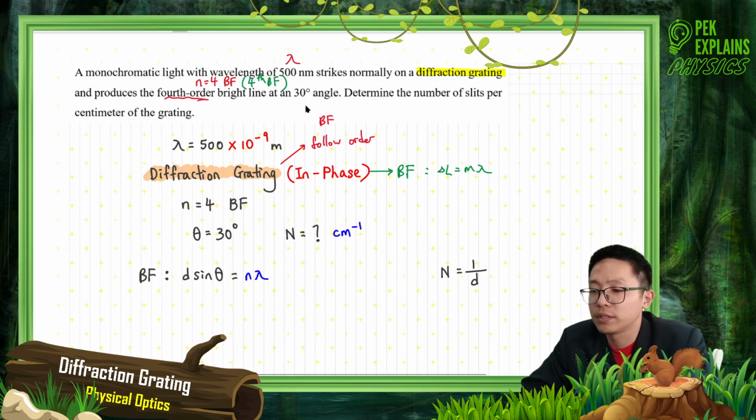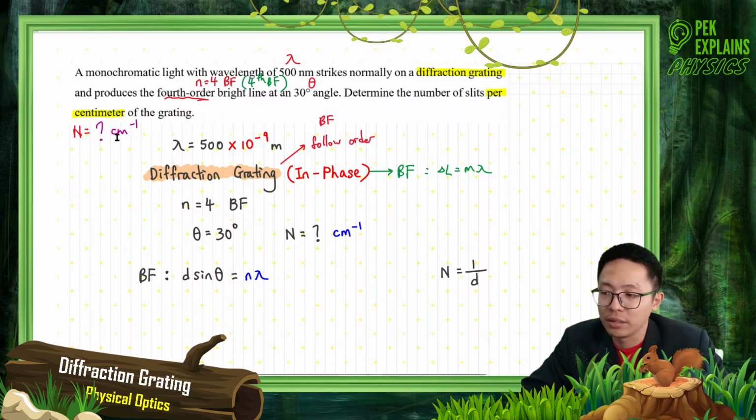30 degree angle. So it gives us the angle. Here, this is the theta. And then find the number of slits per centimeter. Oh, be careful, this is per centimeter. So that means he wants the N. But he wants it per centimeter, not per meter. He wants the answer in a non-SI unit, per centimeter. So be careful. I will show you how to convert.